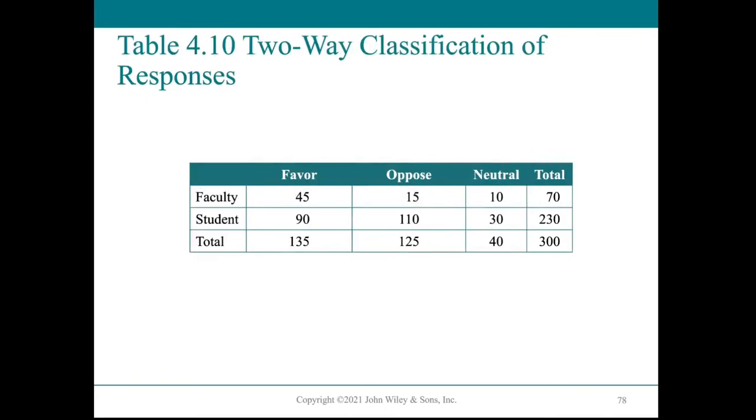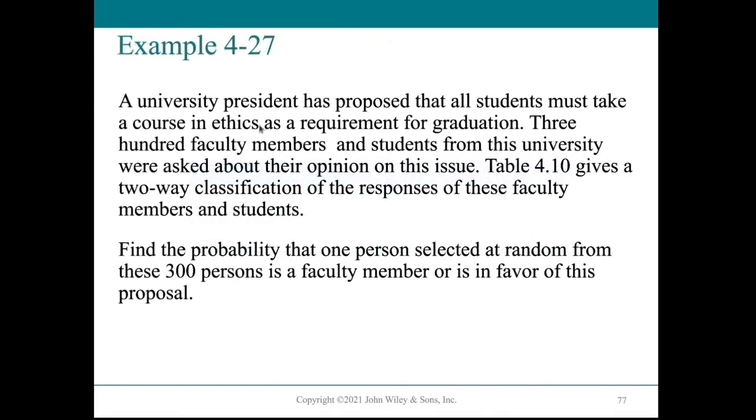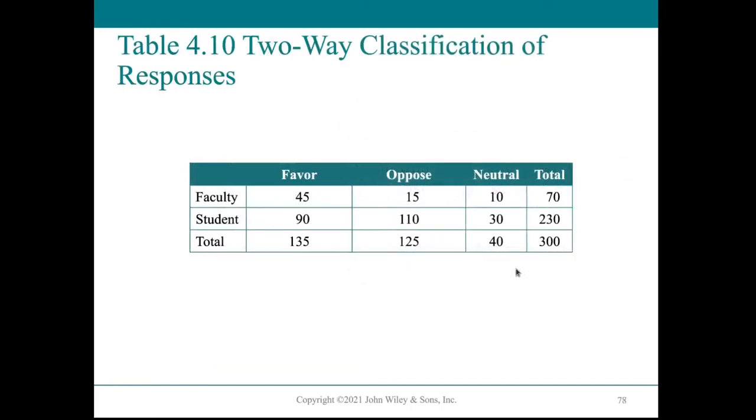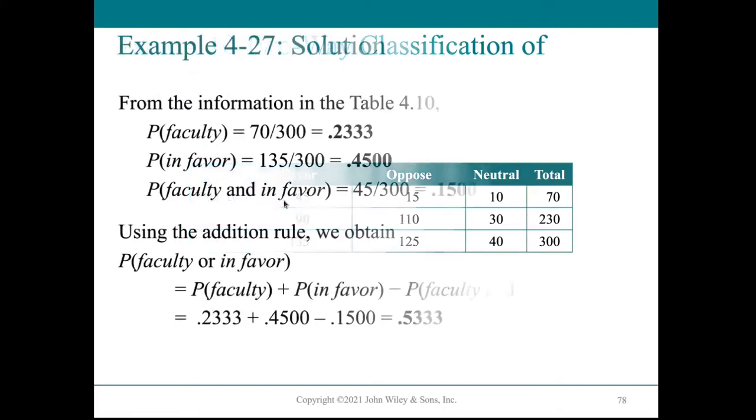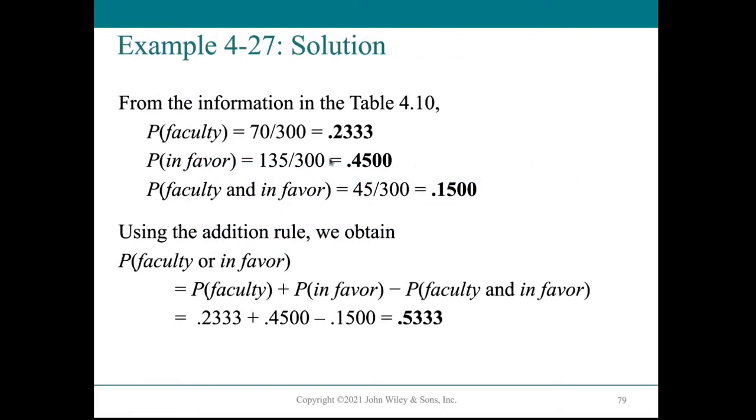So what we are looking at here is, let me go back. What's the probability of one person selected at random from these 300 is a faculty member or is in favor? Faculty member or in favor. So let's look at the number of faculty members. We have a total of 70 faculty members and those in favor is 135. Now, the event where a person is both in favor and a faculty member is 45.